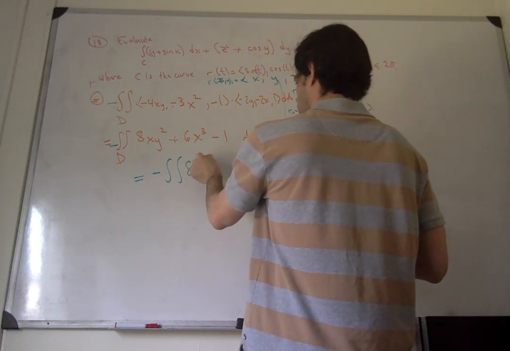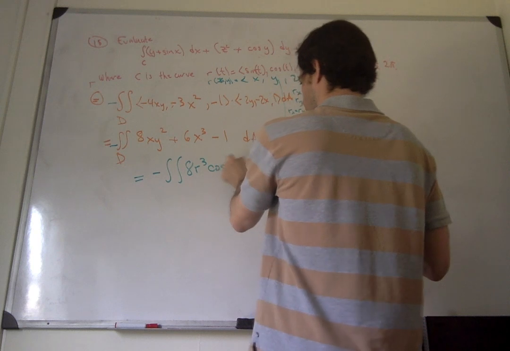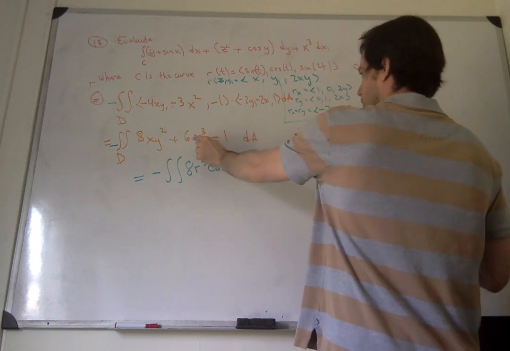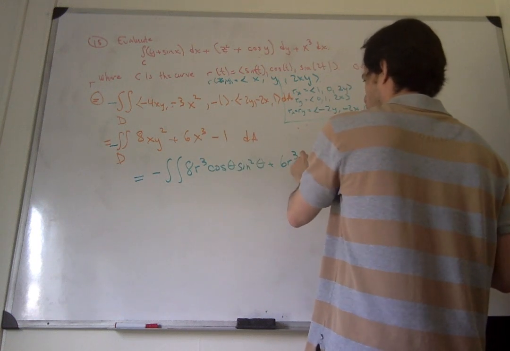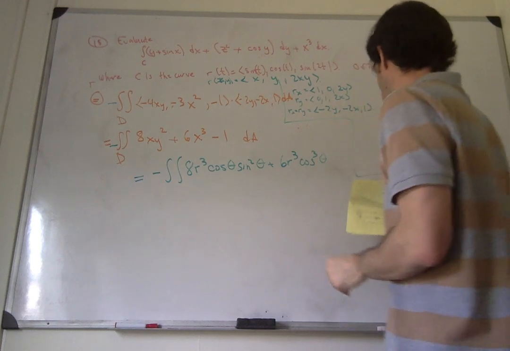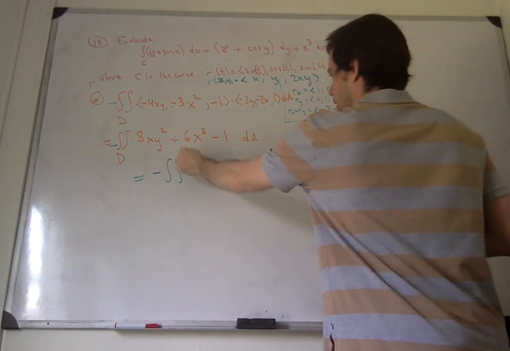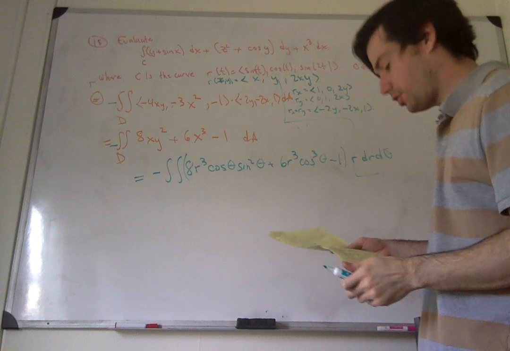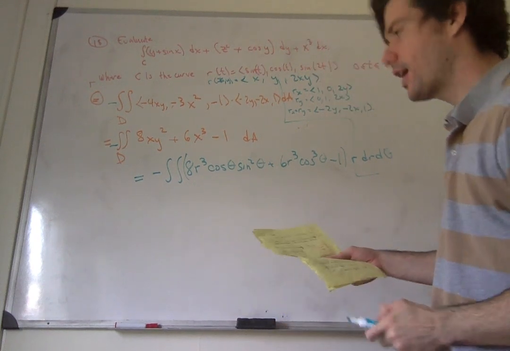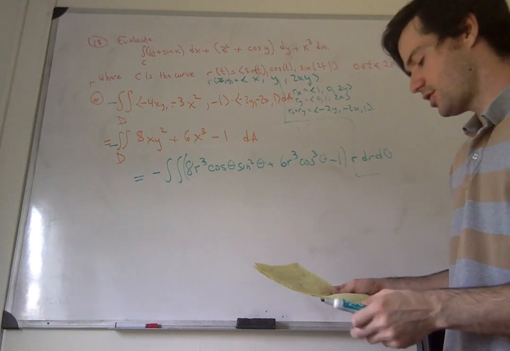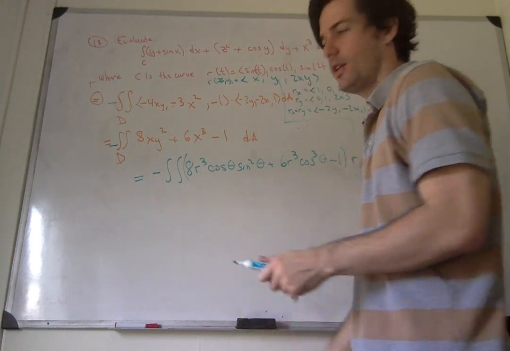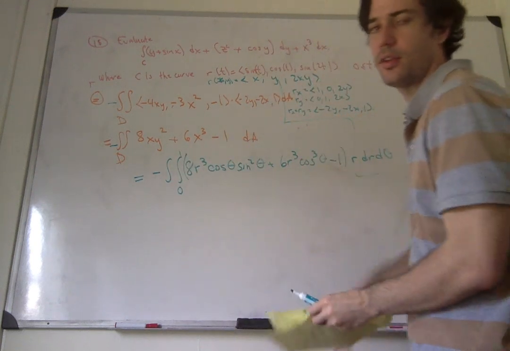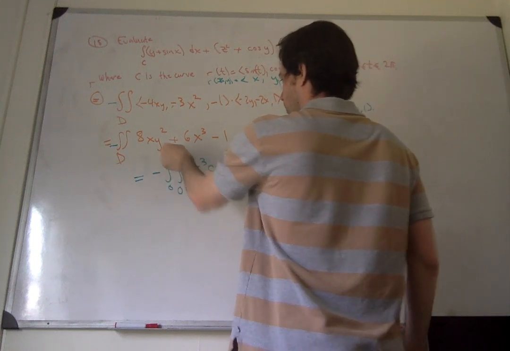So you should get 8r cubed cosine theta sine squared theta plus 6 times r cubed cosine cubed theta minus 1, okay? And then r dr d theta, it's the usual trick. And remember, we're dealing with a circle once we've crushed the spring down. And so this is going to go from 0 to 1, right? R is going from 0 to 1, and then 0 to 2 pi.